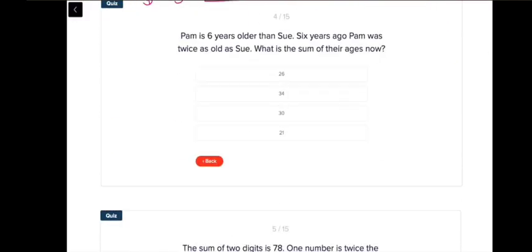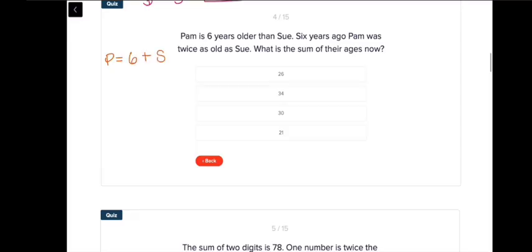In this problem, it says, Pam is 6 years older than Sue. 6 years ago, Pam was twice as old as Sue. What is the sum of their ages now? Well, let's piece it all together. Let's focus first on the now. Right now, Pam is 6 years more than Sue. Now, if we go 6 years ago, we have to deduct 6 from both Pam and Sue because they were 6 years younger. So it says that 6 years ago, Pam, so Pam minus 6, was twice as old as Sue, but Sue also was 6 years younger.